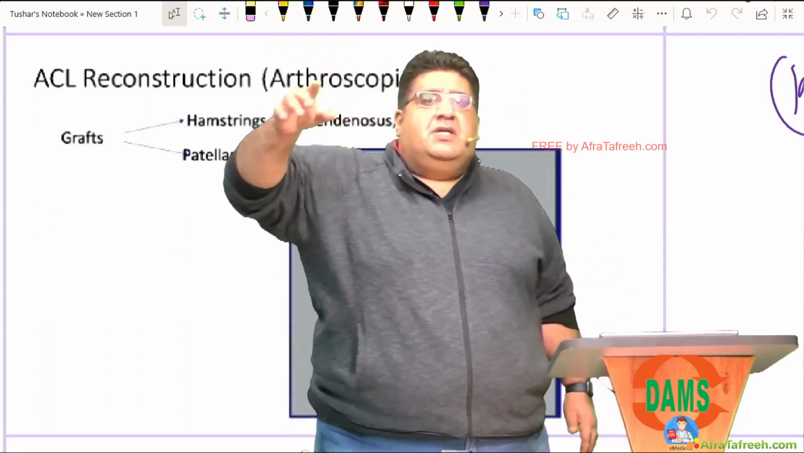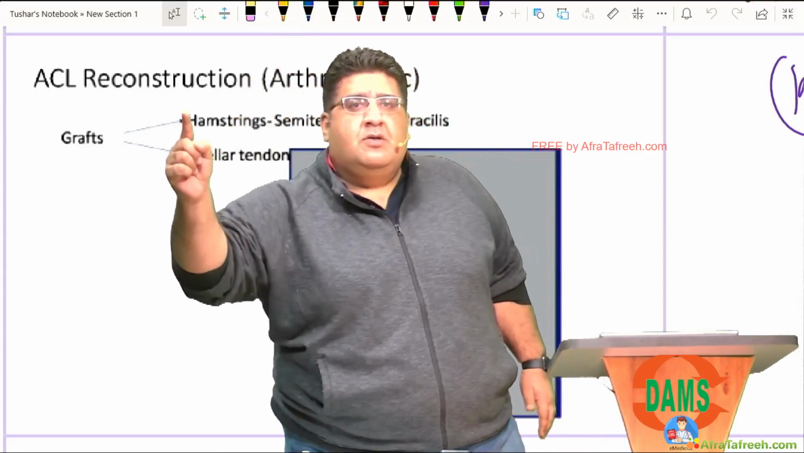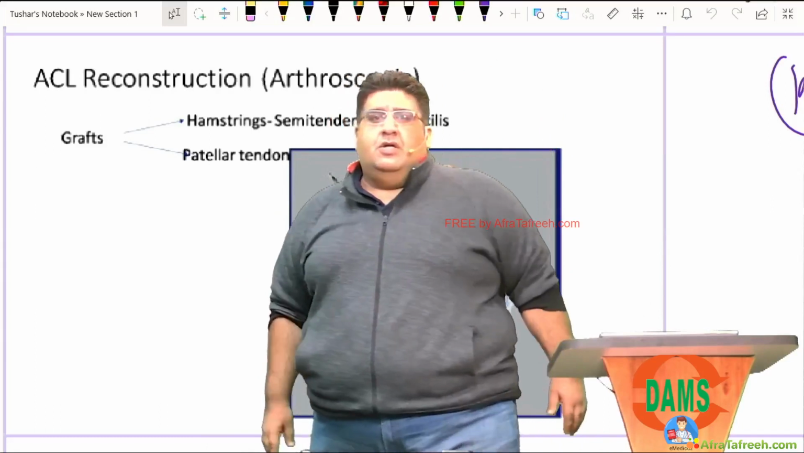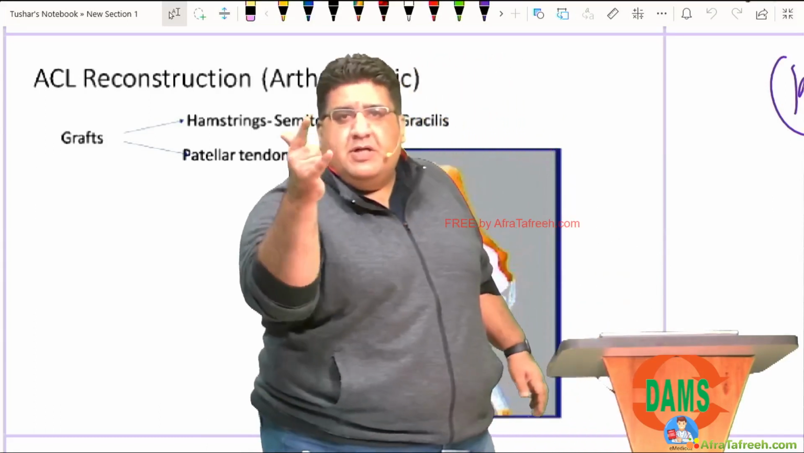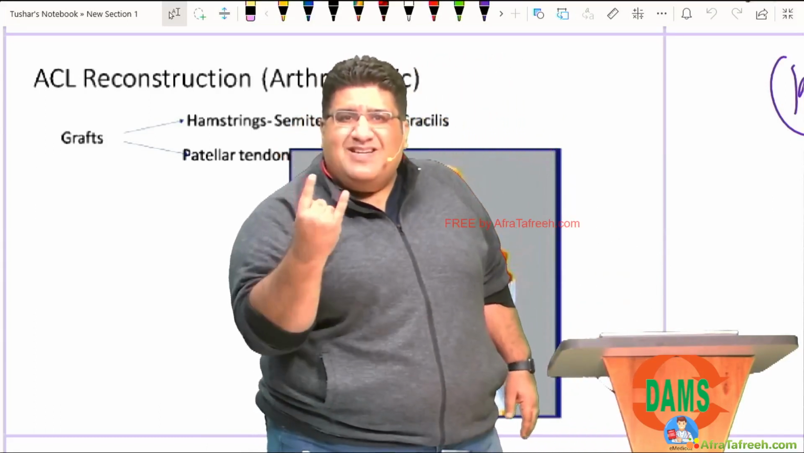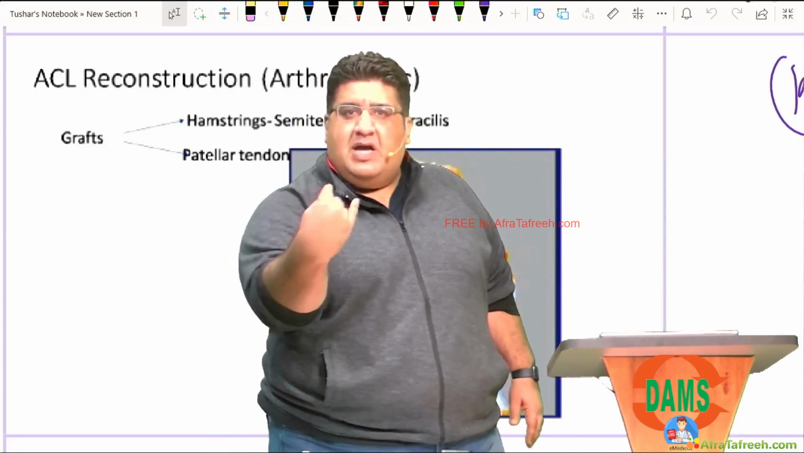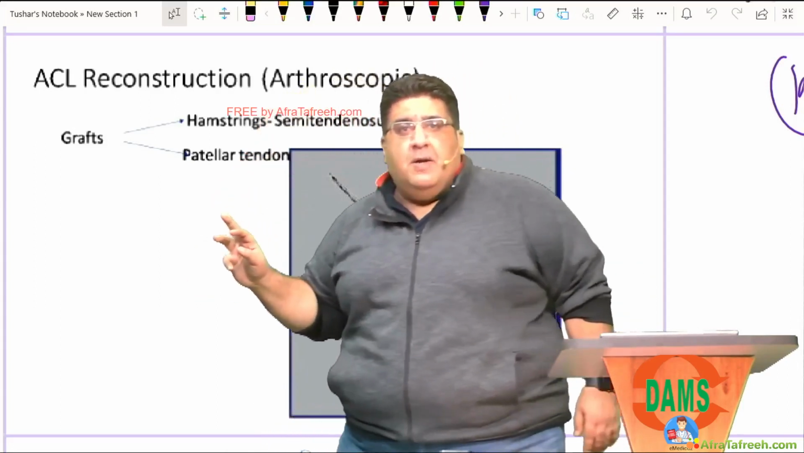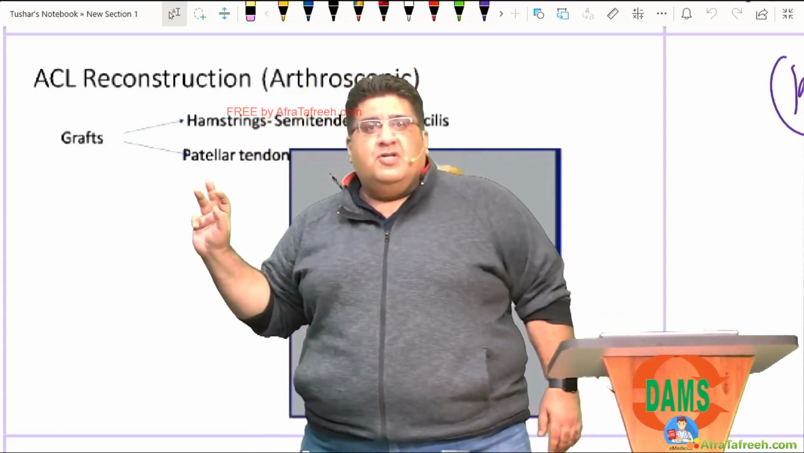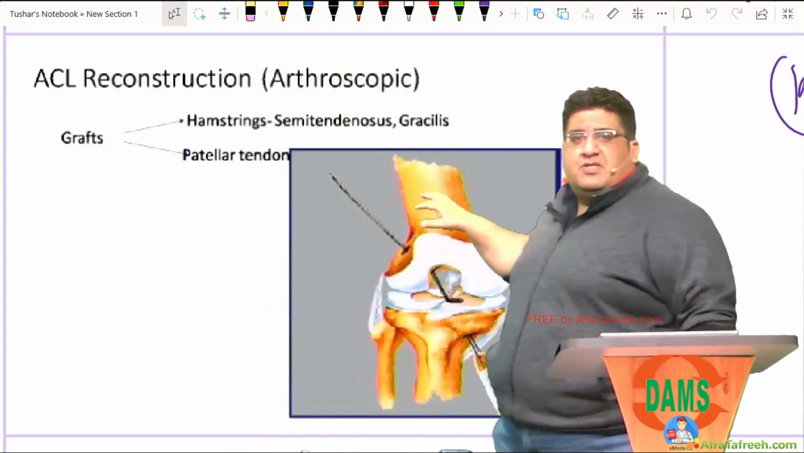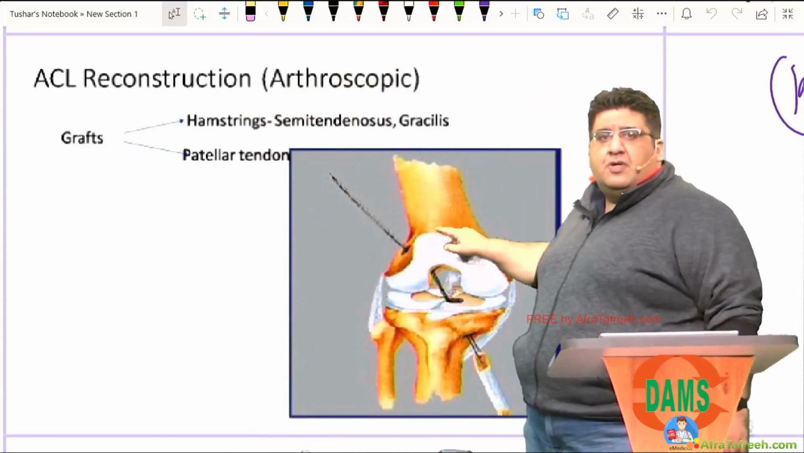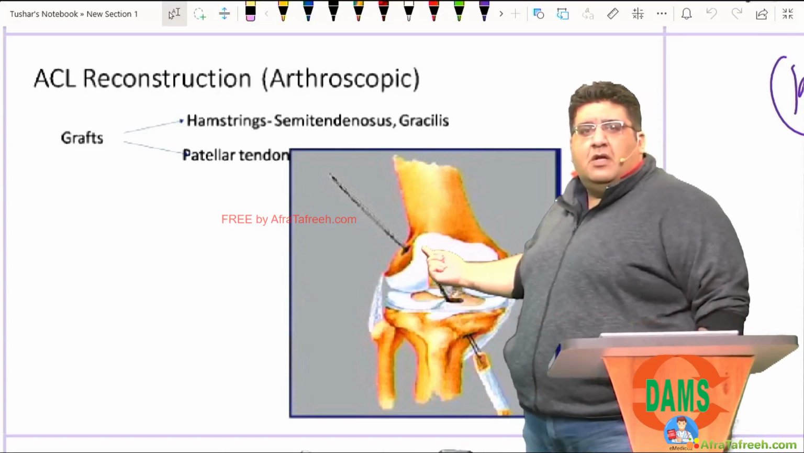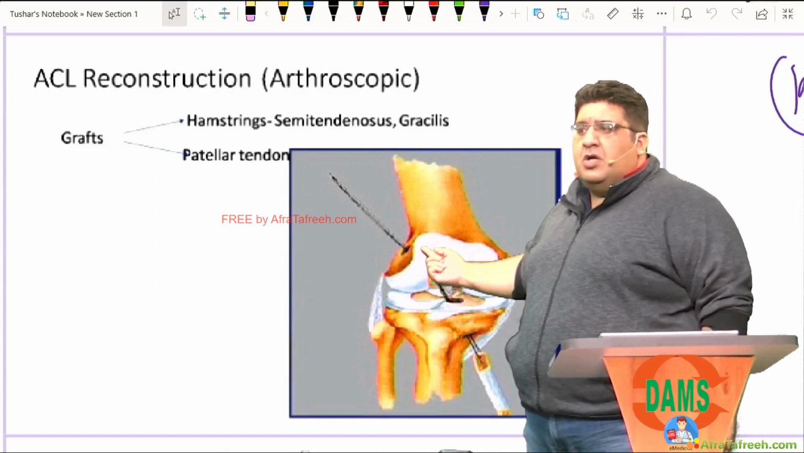So, cruciate tears have to be reconstructed. To reconstruct cruciates, you need to have donors. When I was a student, just like you, in those days, the donor was patellar tendon. Quadriceps tendon, somewhere here, they used to take one part of the tendon, they used to put it in place of ACL. Sooner or later, they realized, oops, it's a mistake.